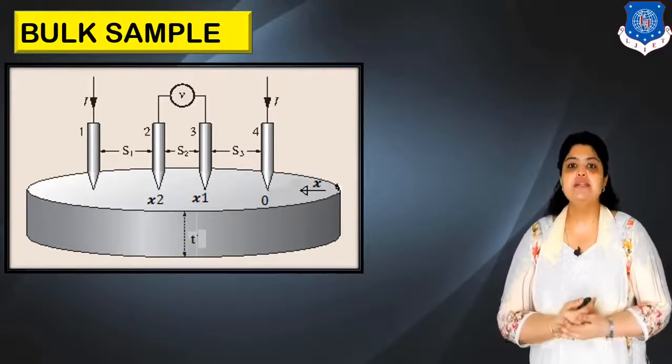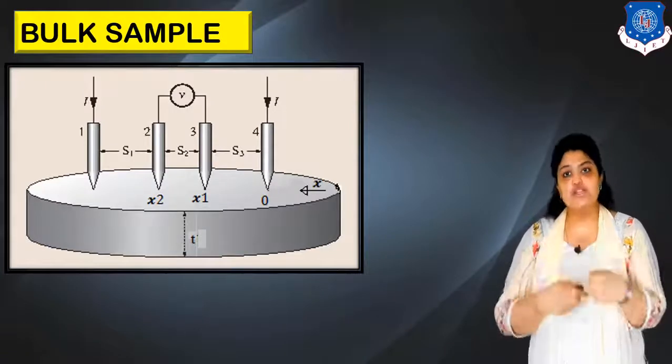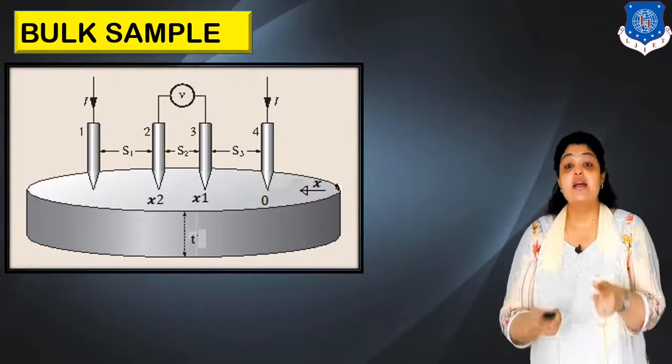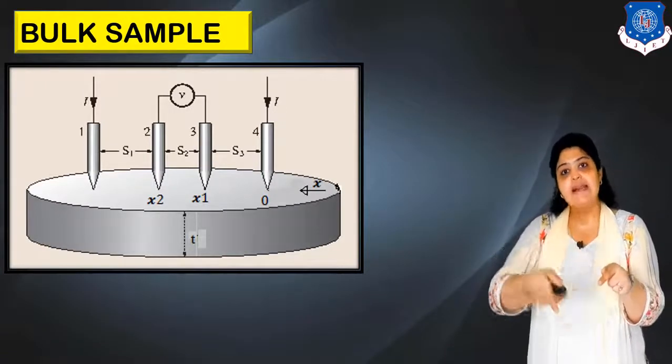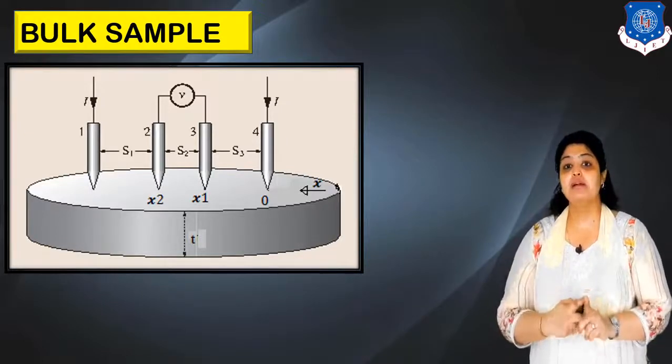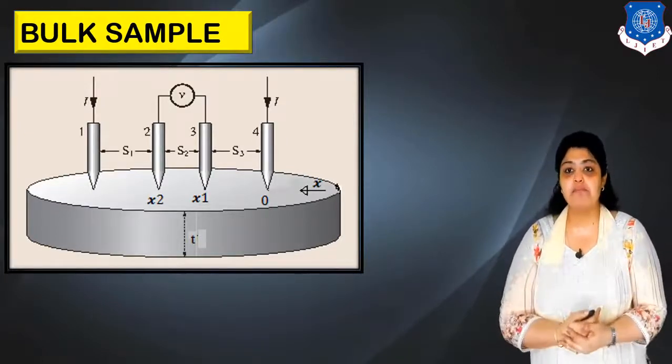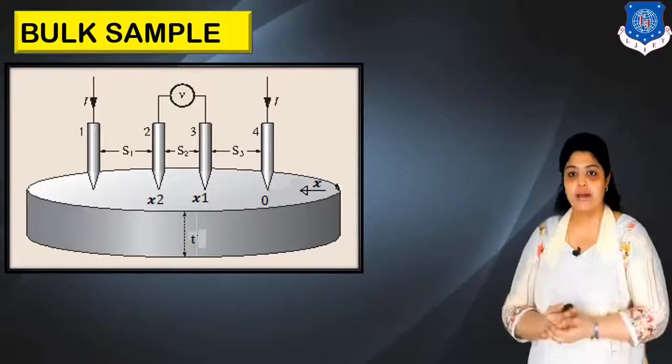What will happen in this case? The current always spreads radially, but this current will directly penetrate the sample. Your probes are not penetrating the sample. This is very clear from the diagram.